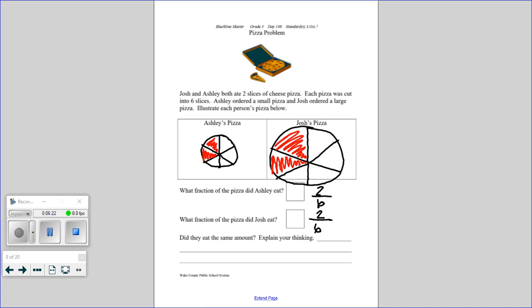So I want you to look at this last question of did they eat the same amount? I want you to go ahead and write that question and then take a few minutes. You can pause the video and answer that question both in your notes and I'm going to have you type it as well. What do you think? Did they eat the same amount?